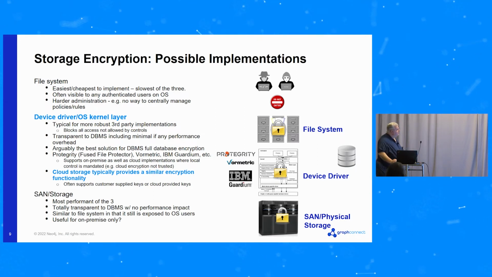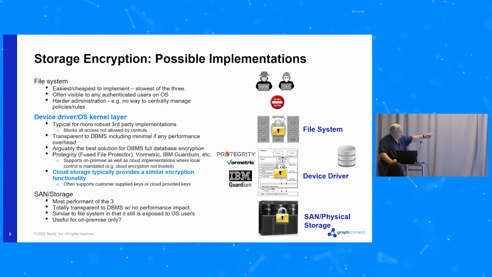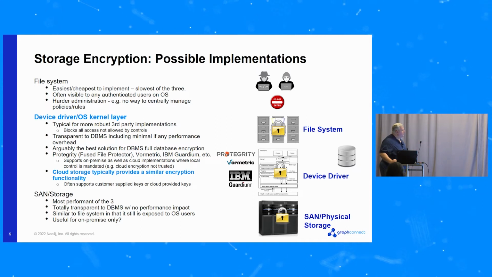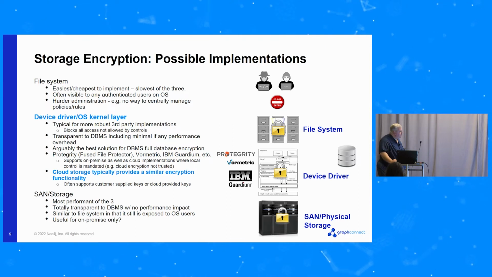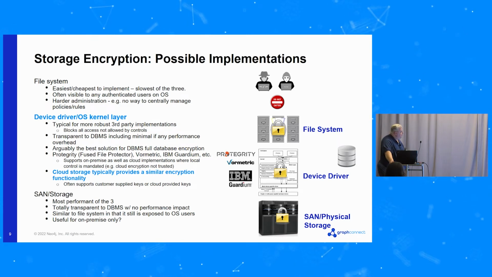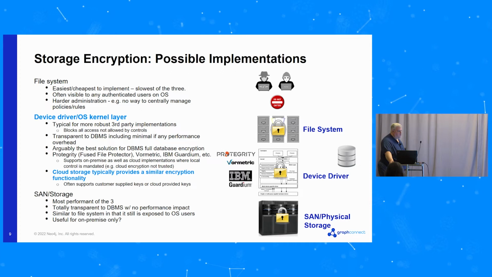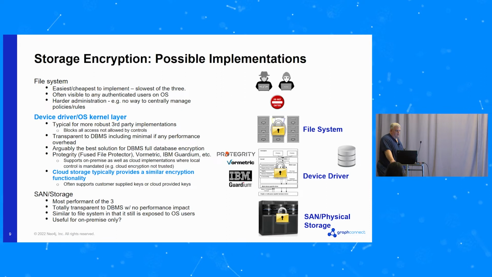Okay, so how do you do it at the storage level? There are lots of ways. File system is the easiest, but less performant. At the device driver OS kernel layer, this is where people like Protegrity's Fuse file protector, who comes up with these names?, Vormetric, IBM Guardian, kind of operate. Much faster than the file system from an encryption standpoint. And cloud storage basically does this anyhow by default. Or if you're running on a SAN, a lot of the SANs like EMC and so forth have encryption built into the SAN these days.